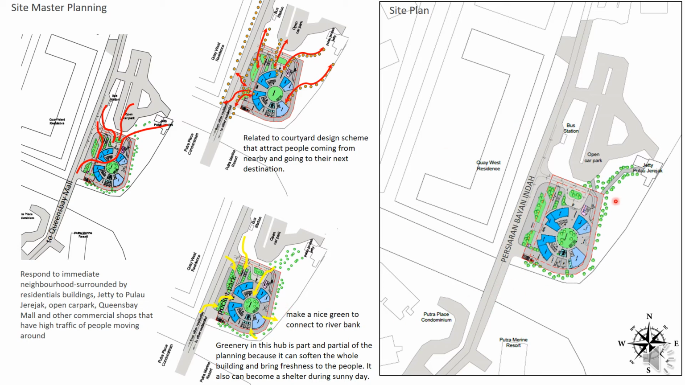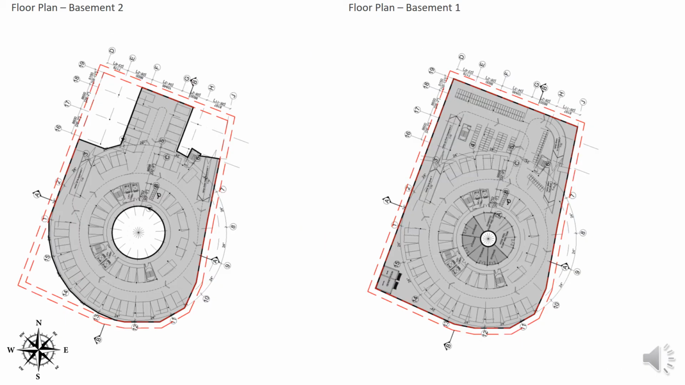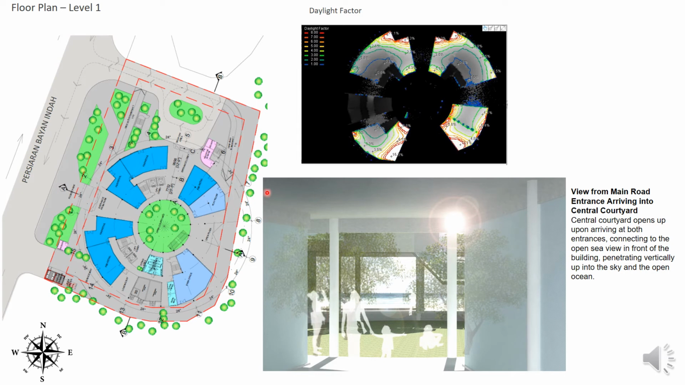Then here is my site plan. So you can see that people using the jetty project come to my building. Then they are also using the main road to cross into my building. So here is my basement 2 and basement 1 plan. So here is my level 1 plan. So the drop off is here.